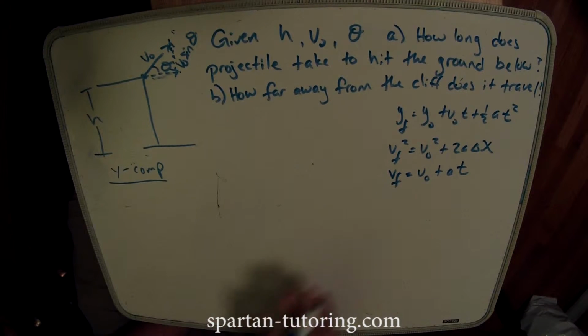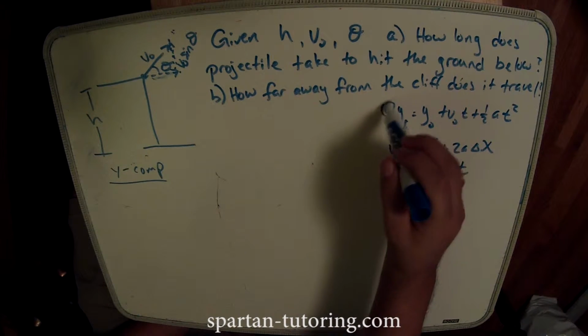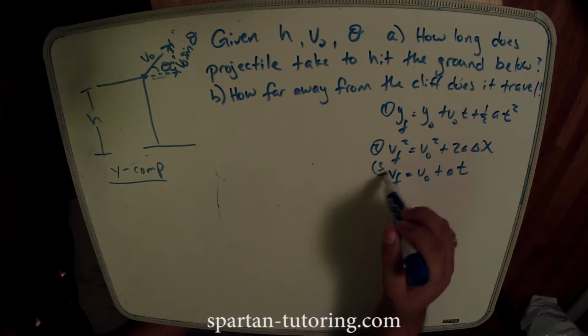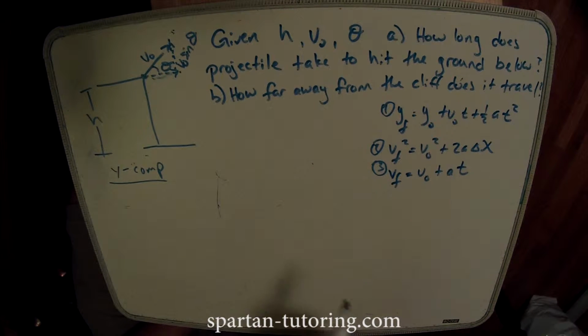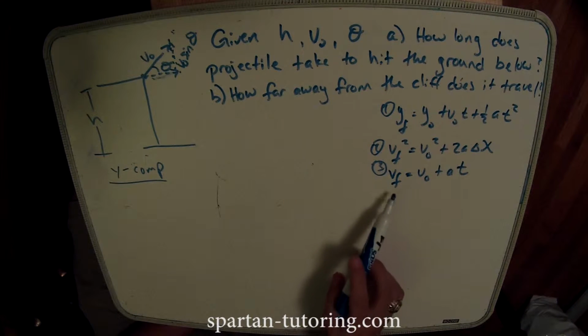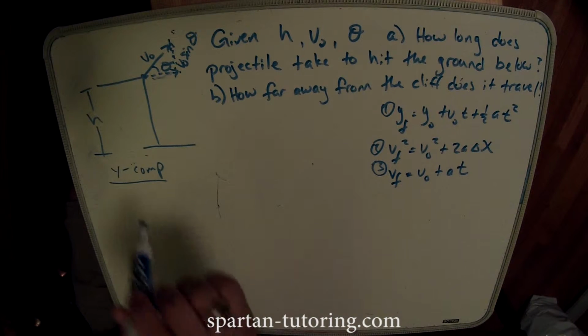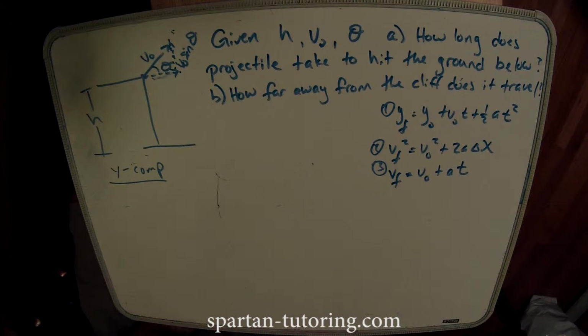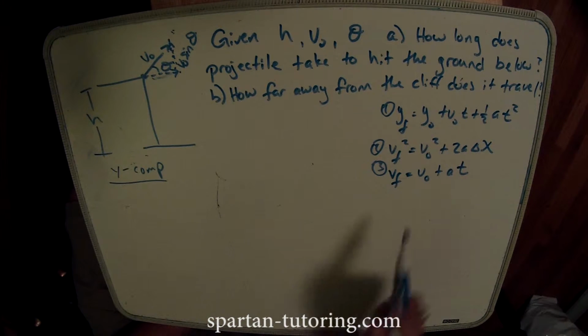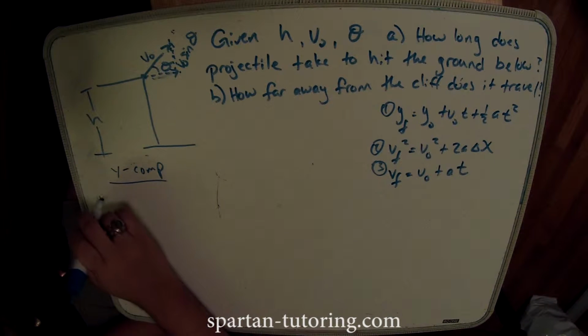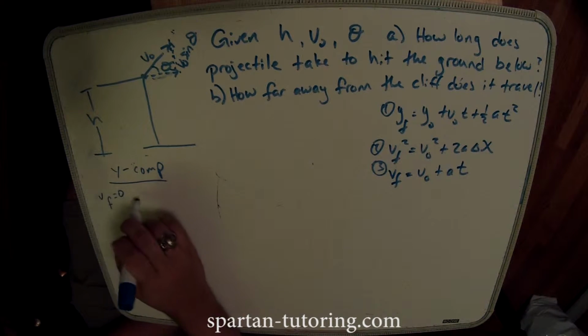Now, I want to find the time it takes to get to its highest point. So we'll call this 1, 2, and 3. I can either use equation 1 or 3, because equation 2 doesn't give me time. Now, I want to use equation 3, and here's why. The final velocity at that instantaneous moment, at its highest point, will be 0. So our vf is going to be 0.